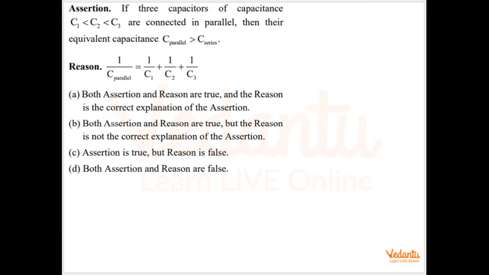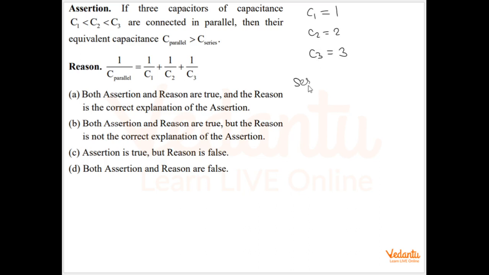Next my dear bachcha log is this question. If the three capacitors of capacitance C1, C2, C3 are connected in parallel, then their equivalent capacitance C parallel is greater than C series. Beta, in this case, remember that in the case of parallel capacitance, it would be nice if you take example values according to the question. Now just take some example values. I will take C1 as 1, C2 as 2 and C3 as 3.